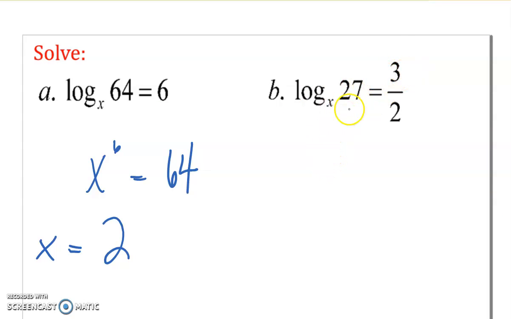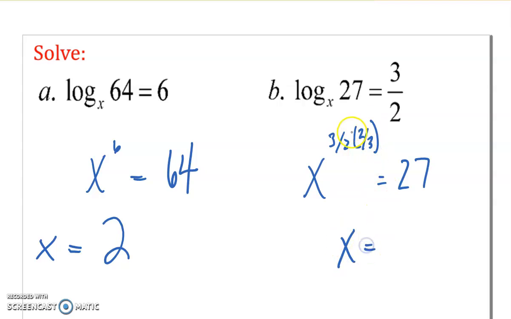So these are supposed to be fairly easy. This one's going to be tricky. This is definitely a tricky problem. So x to the 3/2 equals 27. Okay, here's definitely tricky. This is what we need to do. We need to raise this to the reciprocal so that it becomes x, because that's going to become a 1, and that's what we want. Whatever I raise it to, I need to raise this one to.